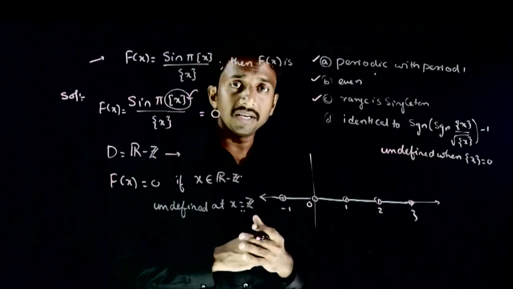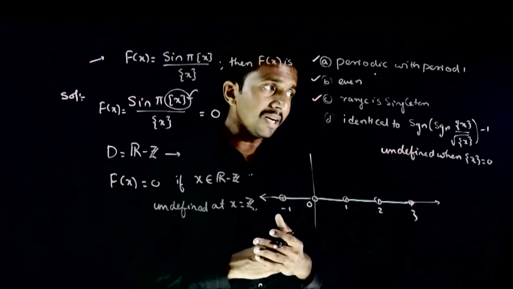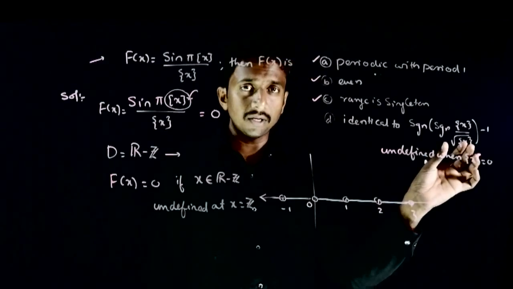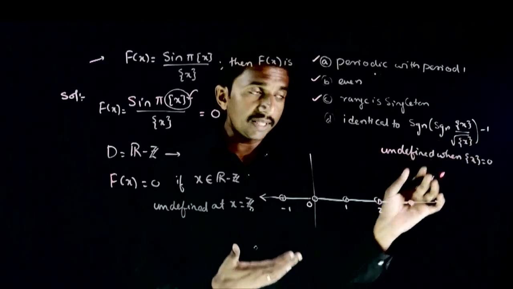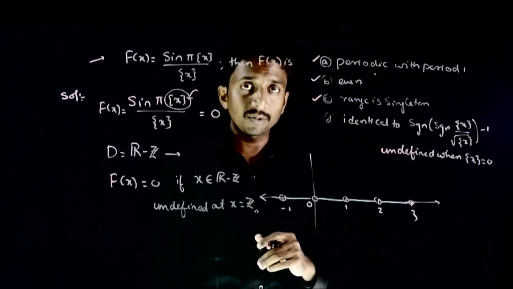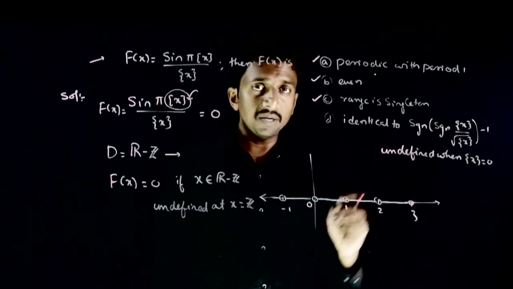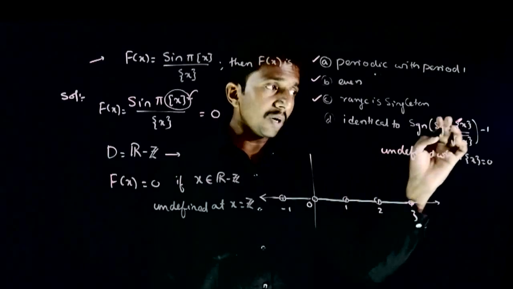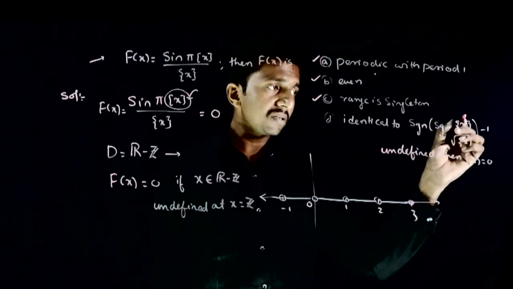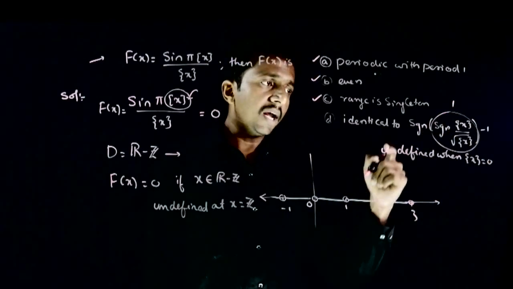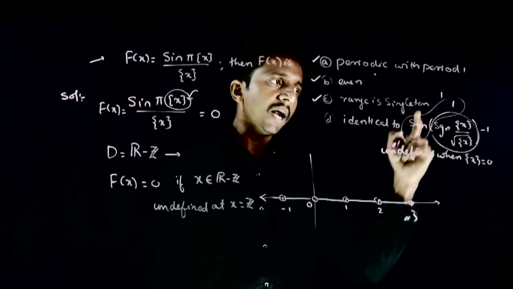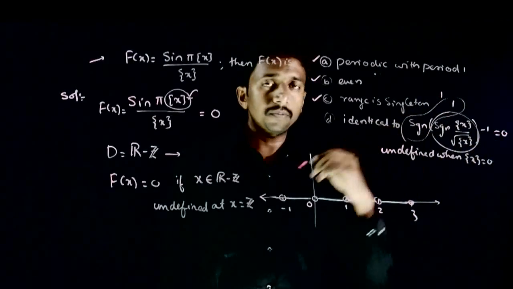And when x is not an integer, fractional part of x is non-zero, root of fractional part of x is also non-zero. More than that, fractional part of x is positive, root of fractional part of x is also positive. Positive number by positive number is positive. So signum of a positive number is always equal to 1. And what is signum of 1? Signum of 1 is 1 and 1 minus 1 is equal to 0.